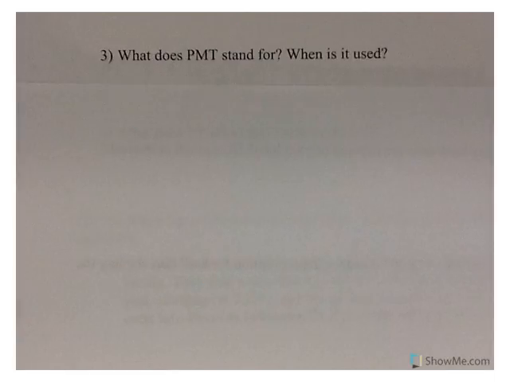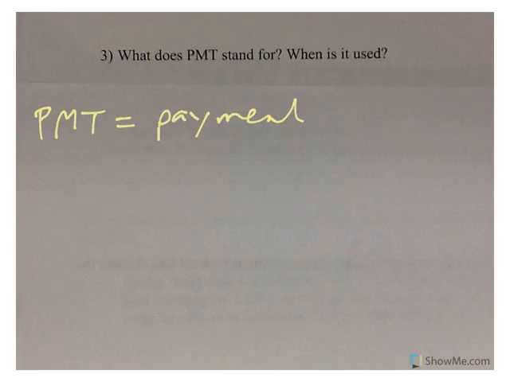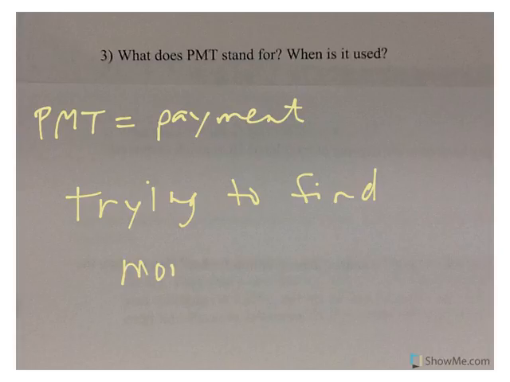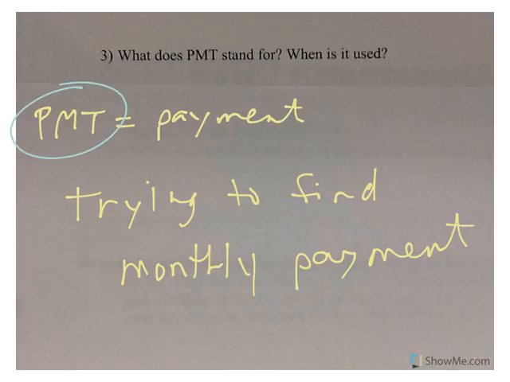Number 3, what does PMT stand for? Well, one thing to remember, math people are not creative. PMT stands for payment. You use it when you are trying to find the monthly payment amount. So if you're like, wow, I like that $400,000 house, how much will my payments be? You're going to use the payment function. Anytime you ask the question, how much would my payment be, you're using the PMT function.